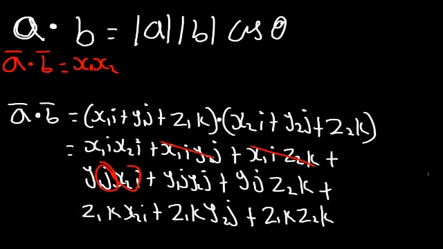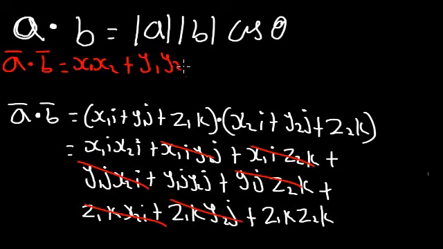j times i becomes 0. Now, j times j becomes 1, plus y sub 1 y sub 2. j times k becomes 0, k times i becomes 0, k times j becomes 0. k times k becomes 1. So plus z sub 1 z sub 2.